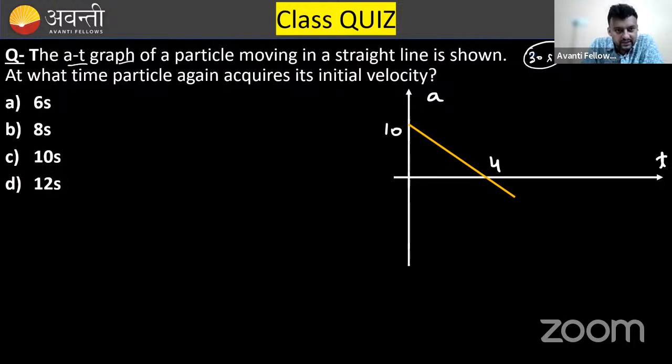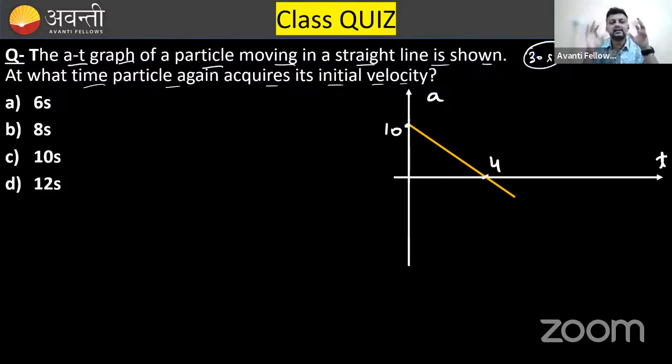The question says the acceleration time graph of a particle moving in a straight line is shown. This is the acceleration time graph they have given. At this point, acceleration is 10 meter per second square, and at this point, t equals 4 seconds. Now, at what time does the particle again acquire its initial velocity? The picture is something like that: the particle starts with some velocity at t equals 0, and again regains the same velocity.